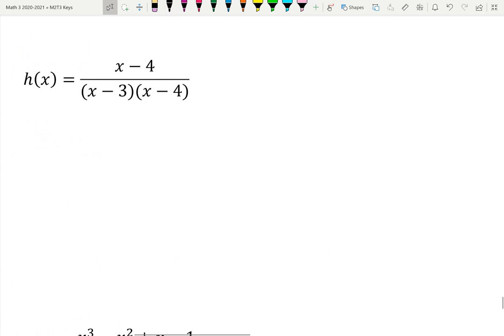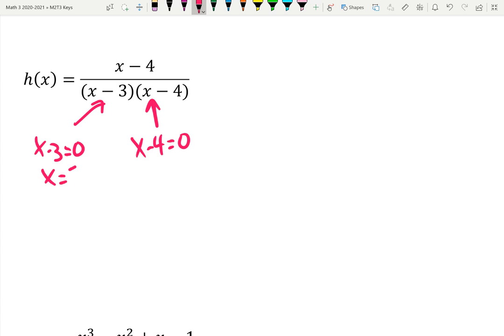This next guy, notice how it's in factored form right away. So I look at where my denominator is going to break, aka when my denominator is going to be equal to 0. And by sight, you should identify x cannot be 3 and x cannot be 4.